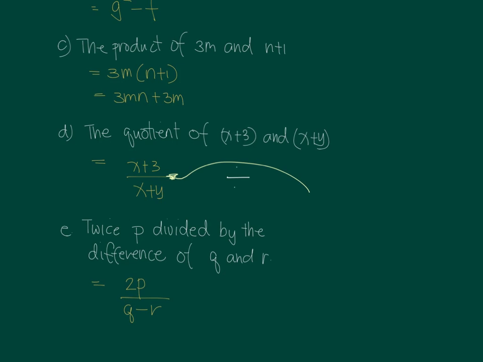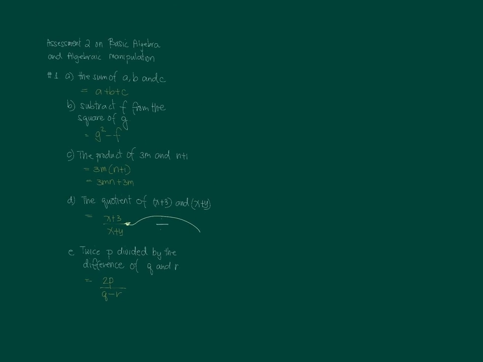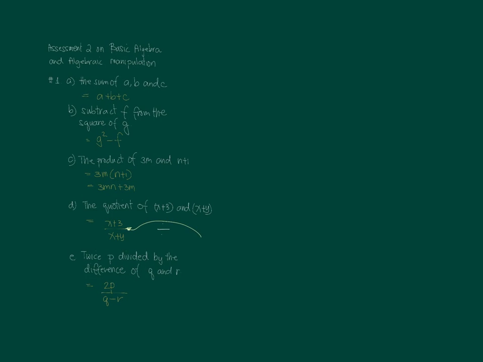Okay, so that's D. These are the answers to number 1 of Assessment 2 on Basic Algebra and Algebraic Manipulation Type 1. Okay, so in the next video, I'm going to explain the solution to number 2. That's it.